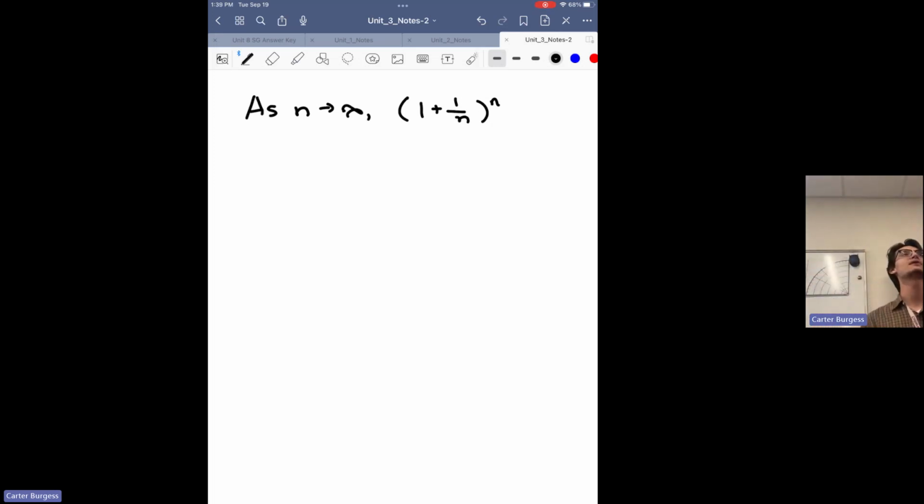But something else is happening to our base as our exponent is getting really, really large. What is happening in particular to this 1 over n piece as n gets huge? It's approaching 0. And so our base is approaching what value? One plus something that's approaching 0 is going to approach 1. It's going to get closer and closer to 1. And 1 raised to a really, really large value is going to do what? It's just going to stay 1. Right? 1 raised to anything is just 1.